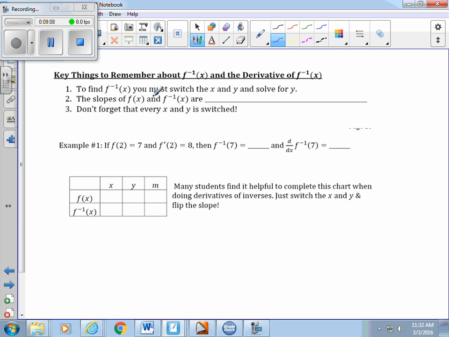So we do need to know that the slopes of f and f inverse are reciprocals, but they are reciprocals at the corresponding points, not at the same x value, because the x and y switch.